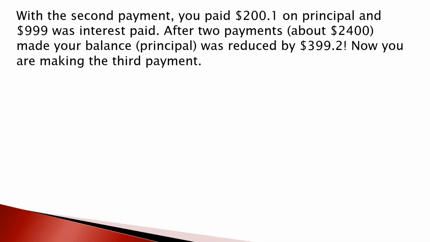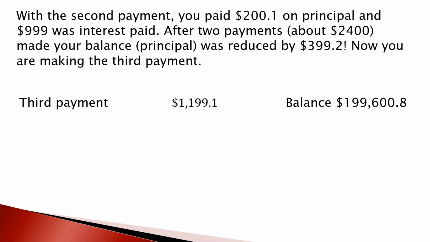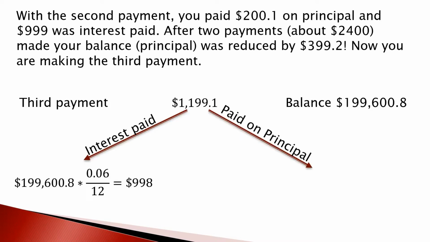Again, you see you made the second payment. Now more money went on principal and just $999 was interest paid. So after two payments, which is about $2,400, your balance was reduced by only $400 approximately. Now you're making the third payment. Again, payments are going to be the same. So let's see. For the third month, since you reduced your balance twice already, your interest is $998 that you have to pay. Whatever is left, and in this case it's going to be $201.10, will go against the balance.